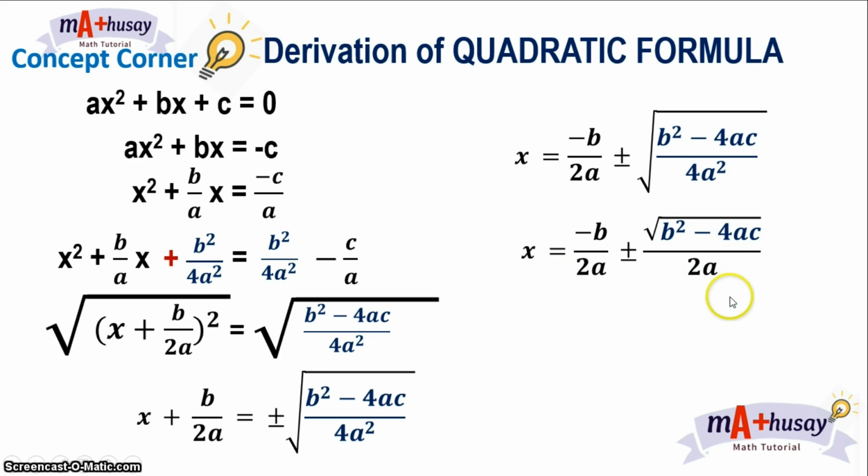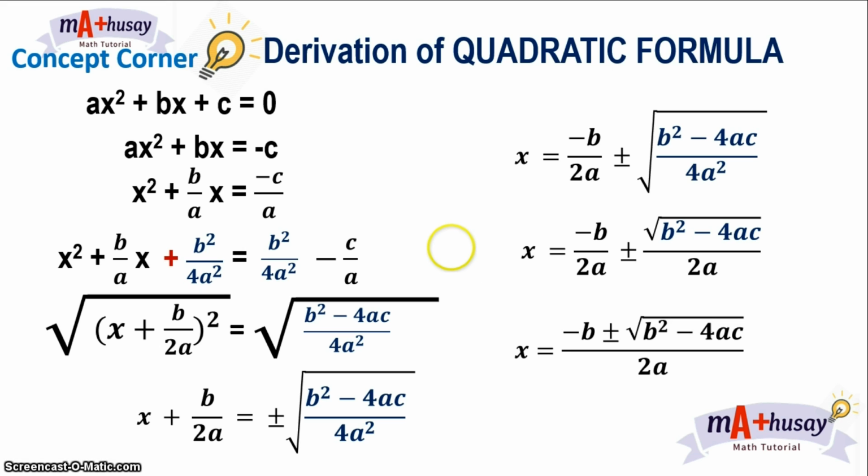Since we have two rational expressions with the same denominator, we can add them. So we'll have x is equal to negative b plus or minus the square root of b squared minus 4ac all over 2a. Given that a must not be equal to 0. This is how we derive the formula of the quadratic. So we will use this to solve any quadratic equations.